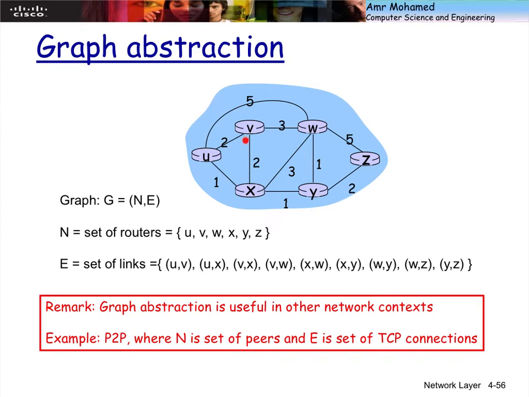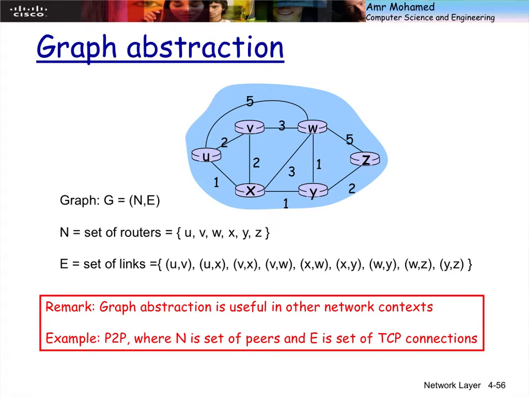Okay, and each edge will have a cost. This cost can be modeled in different ways. For example, the cost can be by default 1, which means that the point-to-point link between the two nodes has a default cost of 1, which means that it's one hop. So all we need is to count the number of hops, and we find the path between one node and the other node such that the number of hops is minimum, right? And in that case, this will be the shortest path.